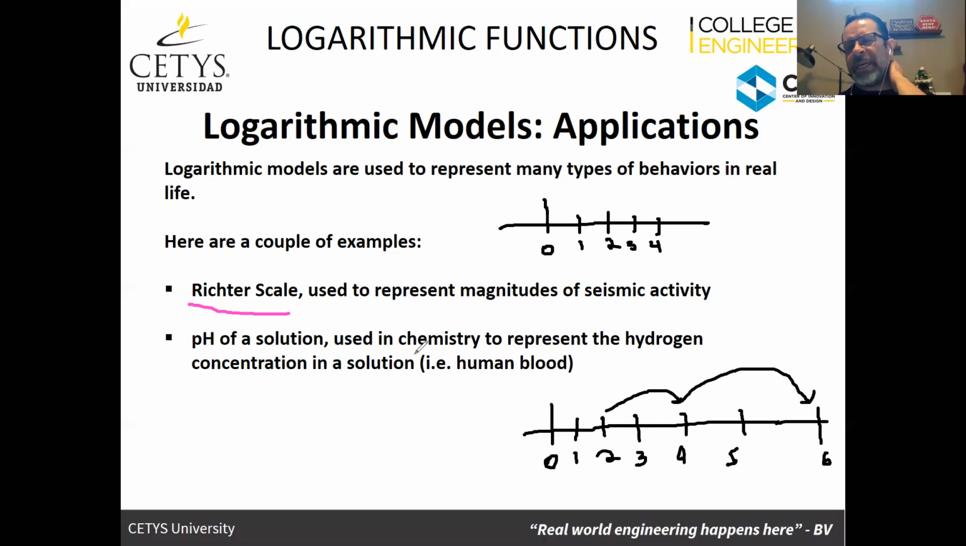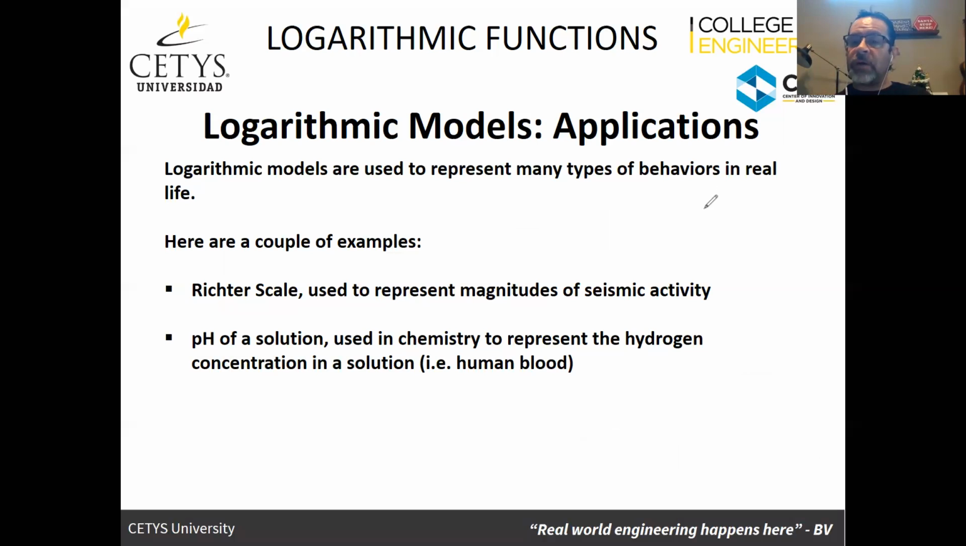And also, for example, the pH of solutions is used in chemistry to represent hydrogen concentration in any sort of solution, like, for example, human blood. And so these are some examples of logarithmic models or scales. Sound also: decibels are also measured in a logarithmic scale, or power that's used sometimes in sound applications. So when you have your sound system and the sound system is at a certain amount of decibels, that's also given in a logarithmic scale. So these are just some examples of how logarithms can be applied.